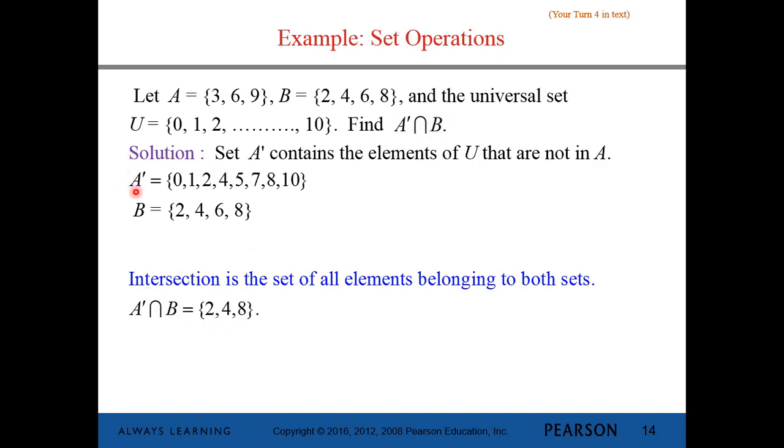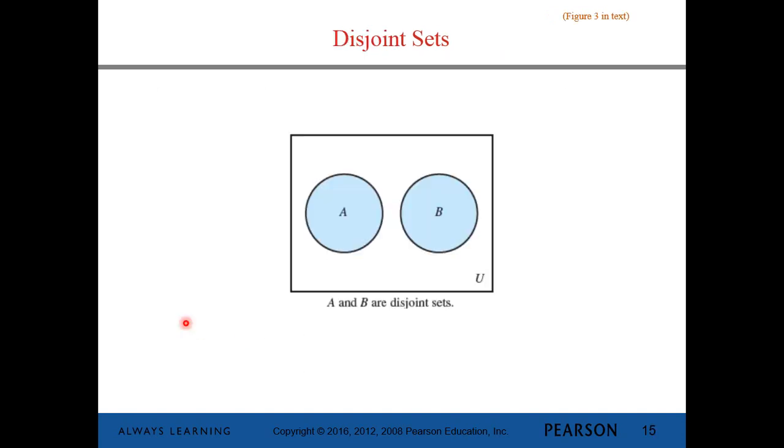And so notice how, again, this is the way I would do it until you're comfortable with it. Write out the complement of A. So the complement of A is the set of 0, 1, 2, 4, 5, 7, 8, and 10. B is, again, 2, 4, 6, 8. And so the intersection of these two are what's in both, right? Not A and B. Okay, so in that case, we get 2, 4, and 8. So where do they overlap? They overlap at 2, 4, and 8. So we have the set of 2, 4, and 8.